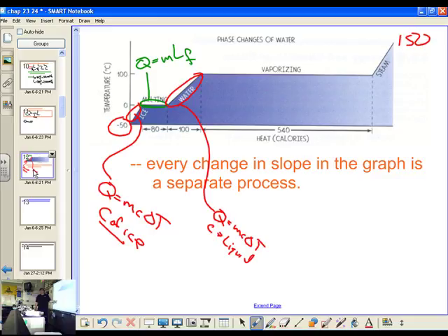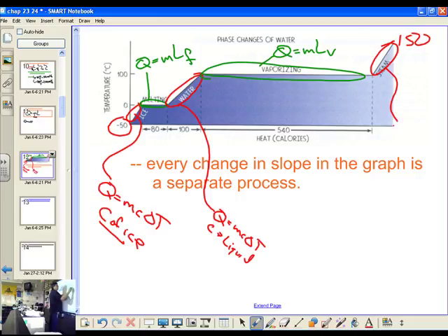So this is like 2100 joules per kilogram degree C. This is 4187. This one's like 2050. We get up here, this section, Q equals MLV, latent heat of vaporization. And then our last section, Q equals MC delta T, but C for steam, or gas.